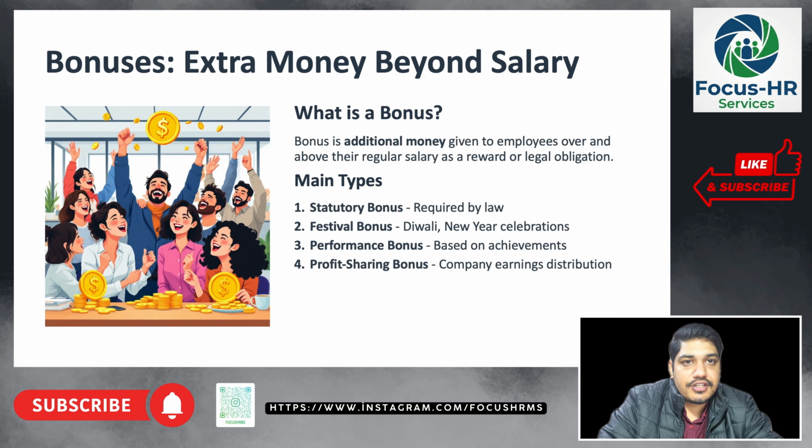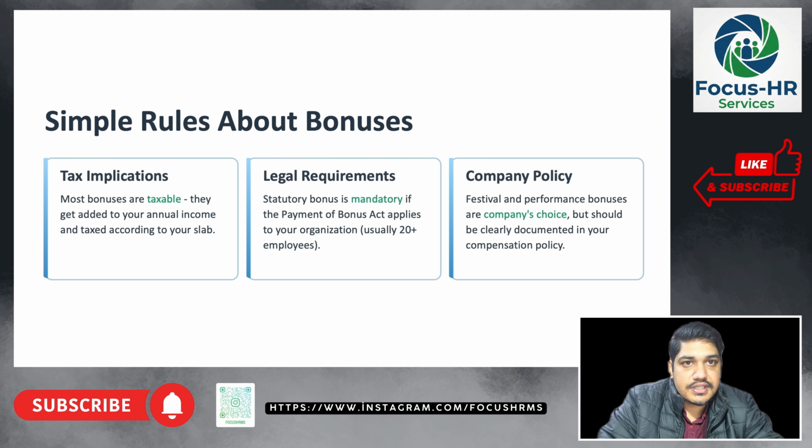Now, let's understand the simple rules about bonuses. Here are three critical rules about bonuses that you must understand. Rule number one, tax implication. Most bonuses are taxable. They get added to your annual income and you pay tax according to your tax slab. Rule number two, legal requirement. Statutory bonus is mandatory if the Payment of Bonus Act applies to your organization. This usually kicks in when a company has 20 or more employees. The minimum statutory bonus is 8.33% of your salary. Maximum is 20%.